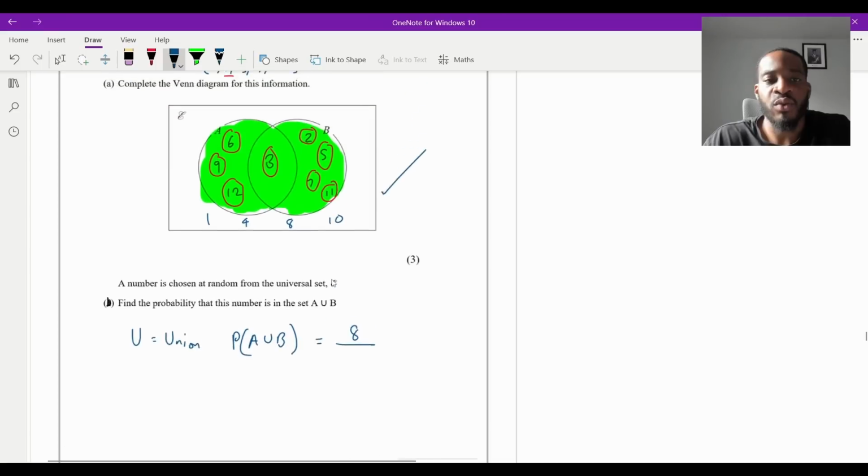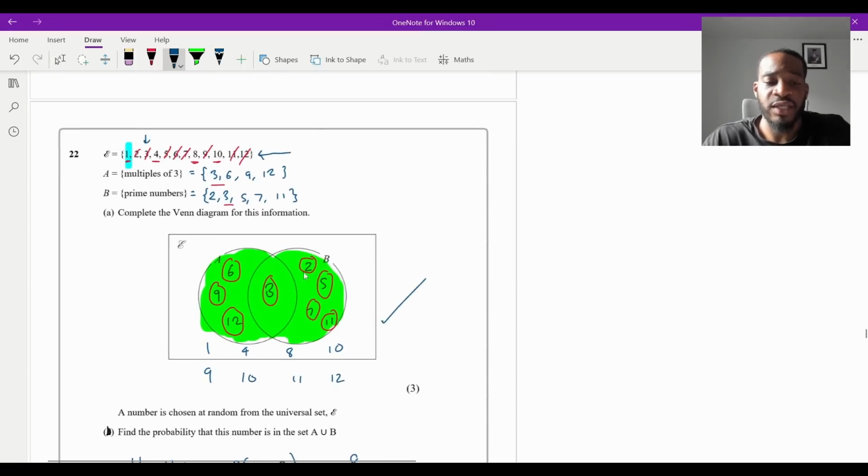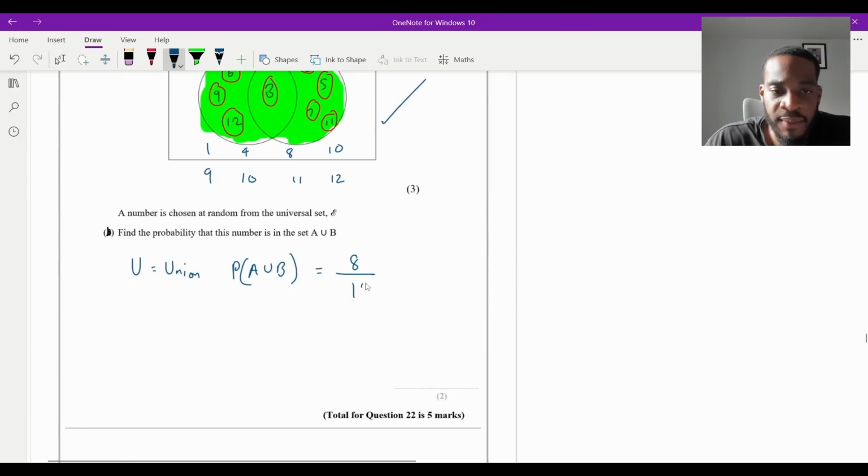And out of how many numbers? Well, how many numbers are here? We had 8 in the green. This is going to be 9, 10, 11, and 12. And remember, it goes from 1 to 12 anyway, so you could have just looked at that. So the answer is going to be 8 twelfths.